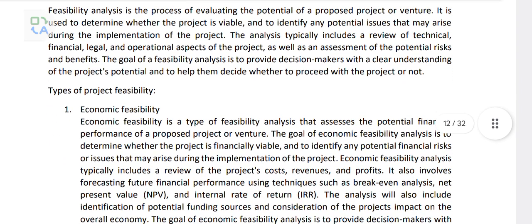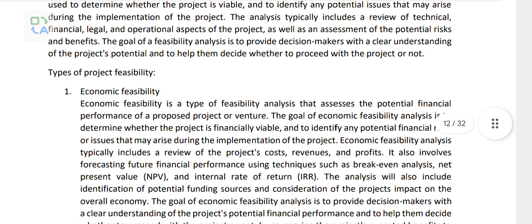Economic feasibility is the analysis of the project initialization and the financial performance.